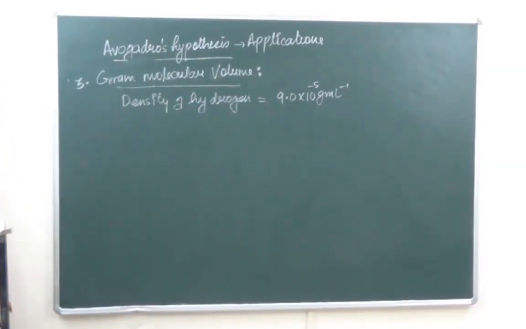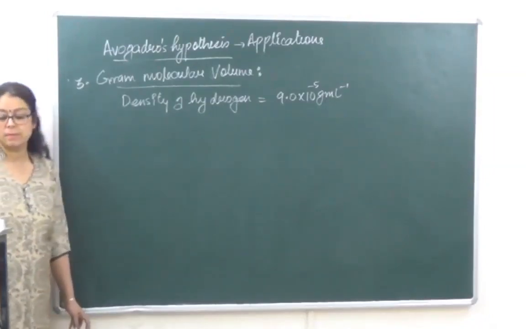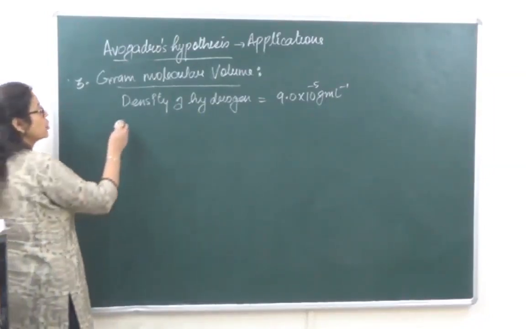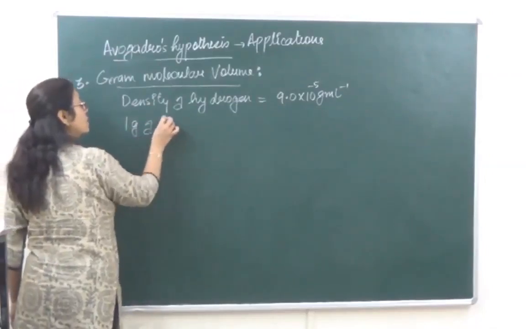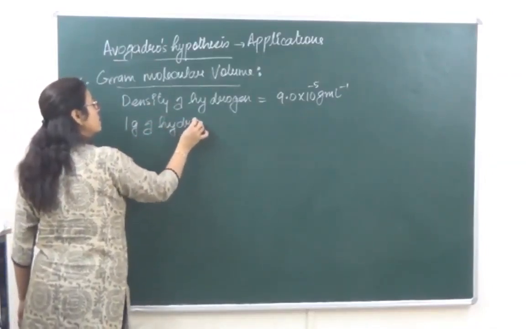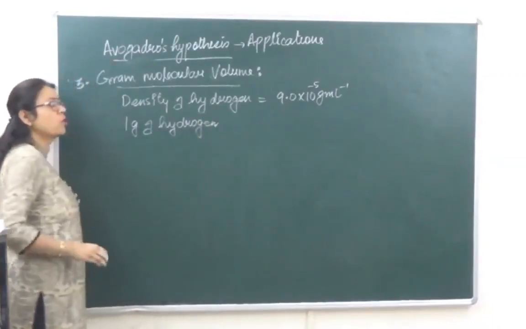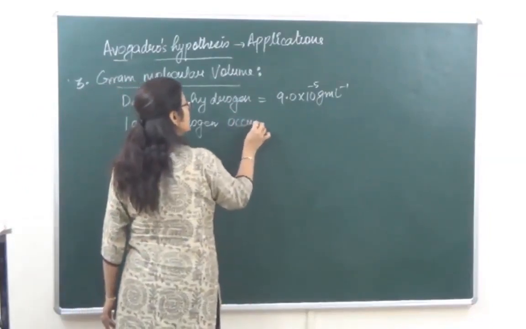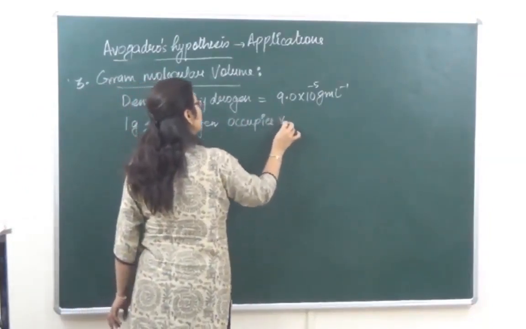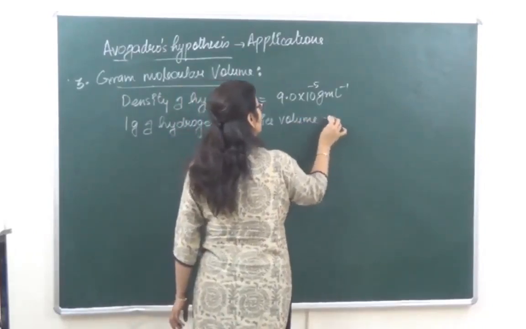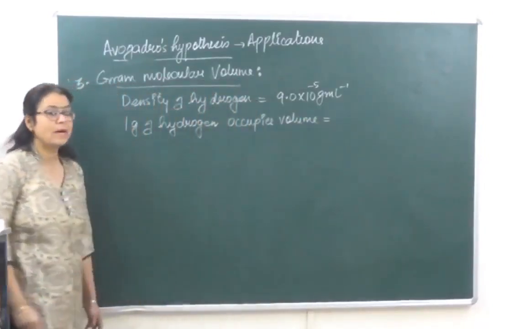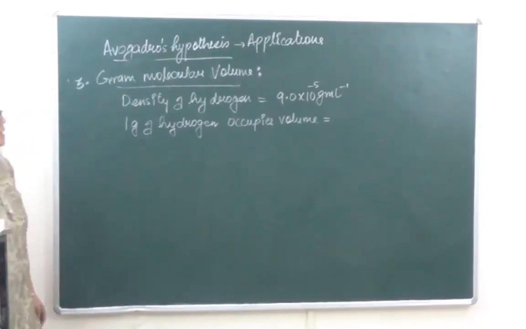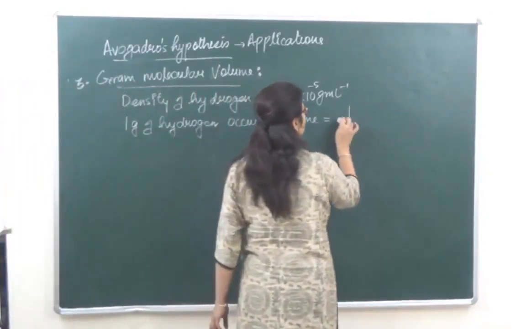Now this is the density at NTP. At NTP, right? So ये density हमने जो ली है ये NTP पे है और 1 gram of hydrogen अब कितनी वॉल्यूम ऑक्यूपाई करेगा? 1 gram of hydrogen occupies volume that will be equal to how much? That will be equal to 1 upon 9 into 10 raised to power minus 5.